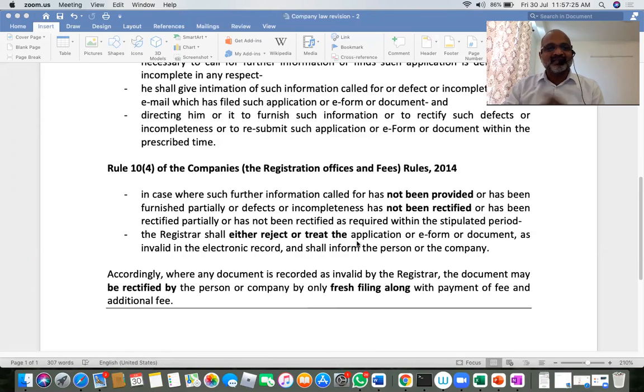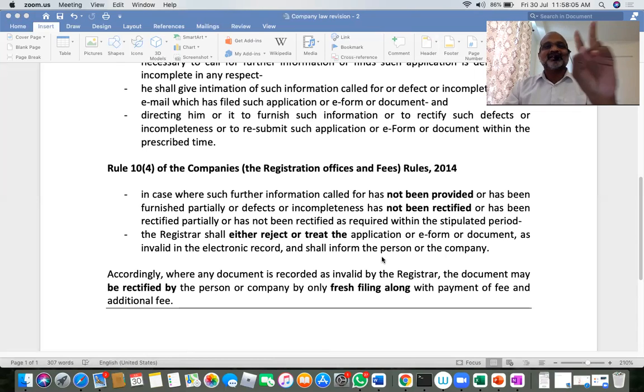Rule 10 sub rule 4 says in case where such information which has been asked by the ROC has not been provided, or has been provided but is still incomplete, or has not been rectified. Three things here: the information has not been provided, it has been provided but incomplete, or it has not been rectified, or rectified only partially.